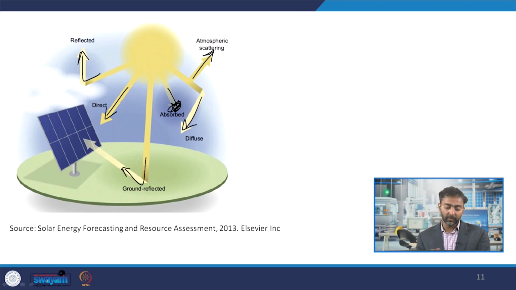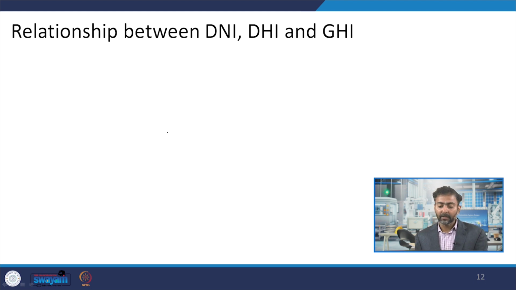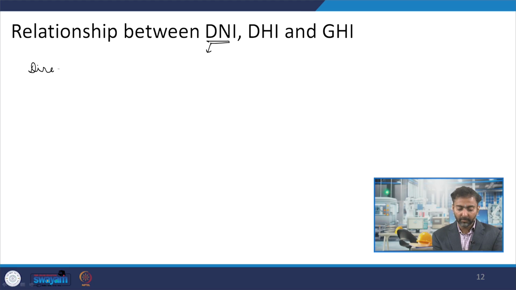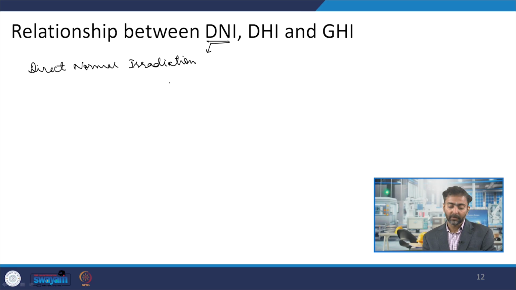So, there are these three components: direct, diffused and reflected. At this point it is important that we formally define these three components of radiation in a proper manner. The direct component is measured as DNI, also known as the direct normal irradiation. And this is like the beam component coming directly to the surface of the earth.